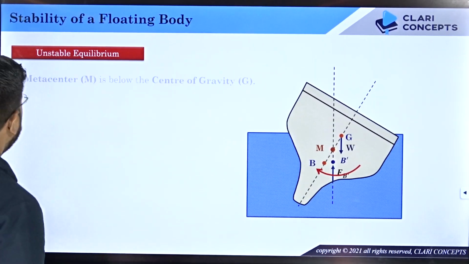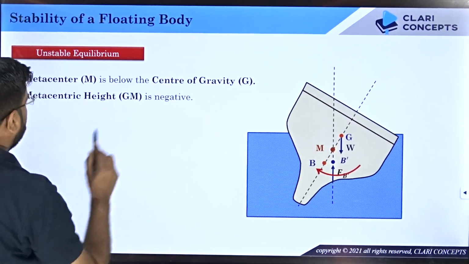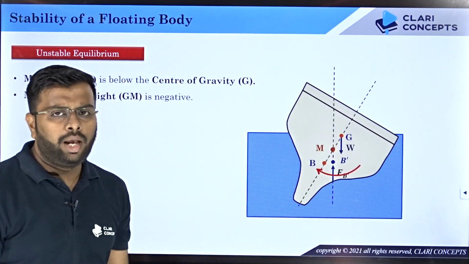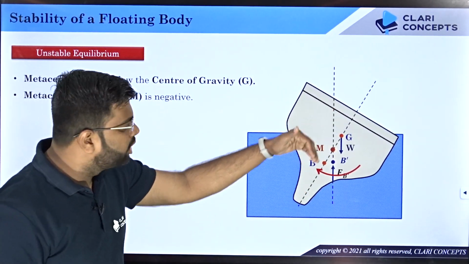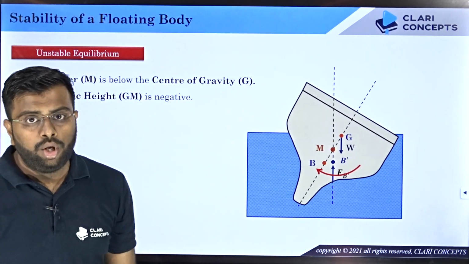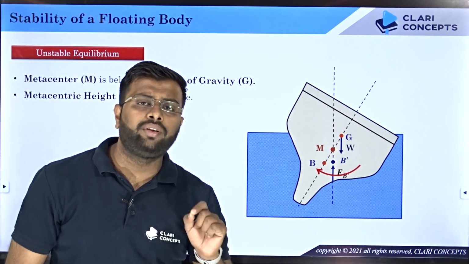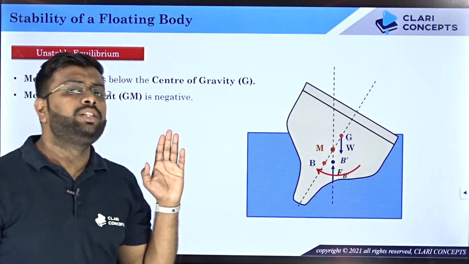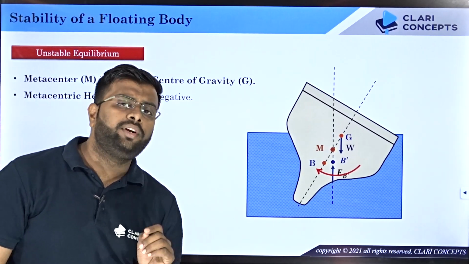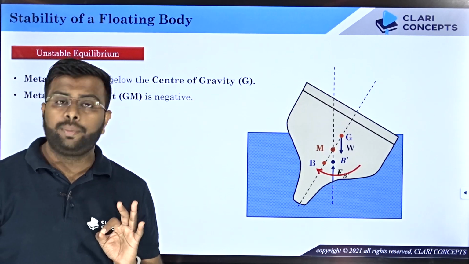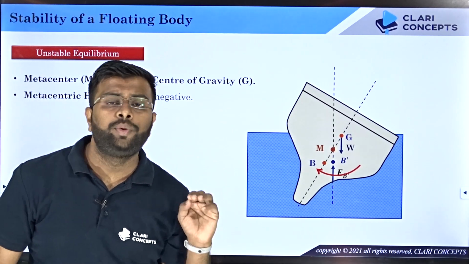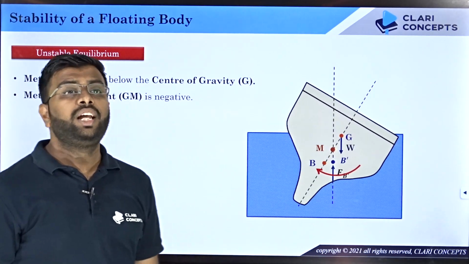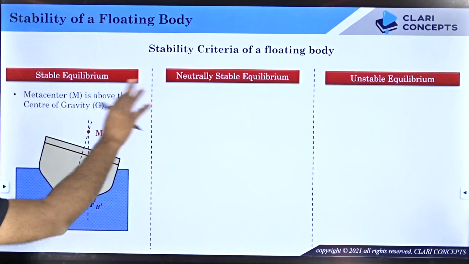So that means here the metacenter is below the center of gravity and the metacentric height GM is negative, because M has fallen below G also, right? So for all the floating bodies where metacentric height is negative, they are all in unstable equilibrium. And for the body whose metacentric height is 0, they are in neutral stable equilibrium. And for the floating body whose metacentric height is positive, where M is above G, they are all in stable equilibrium. So let us just summarize whatever we have discussed.